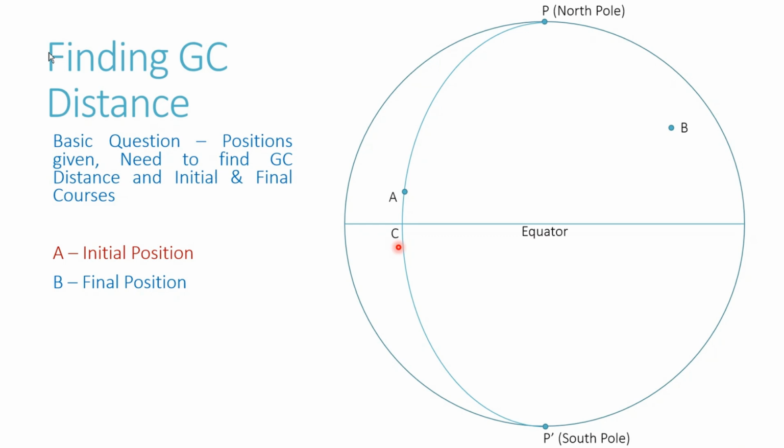Now let's do the same thing for our final position. You can see the meridian of the final position B plotted in the diagram. This meridian passes from the North Pole, from the South Pole, as well as from my final position B. This meridian cuts the equator at a particular point. Let's name that point as D, delta point.